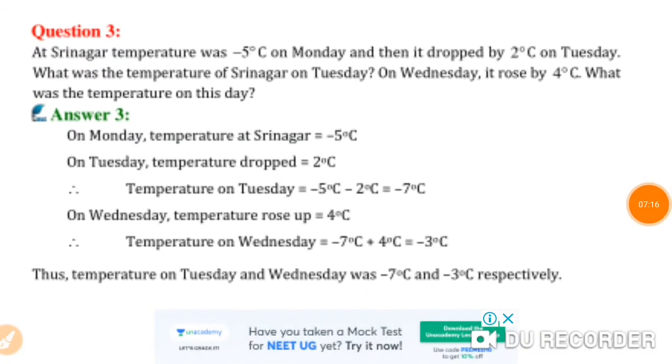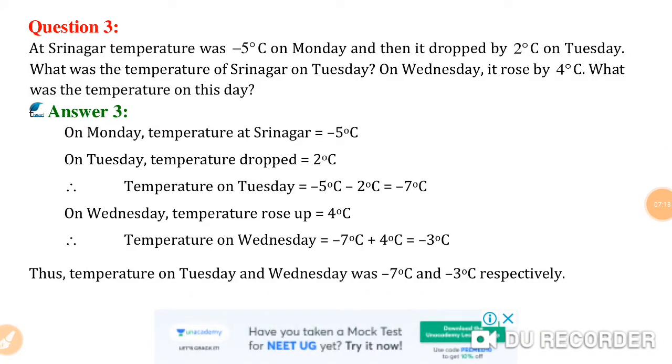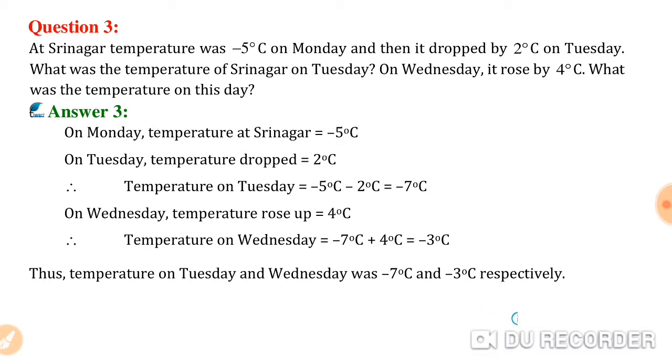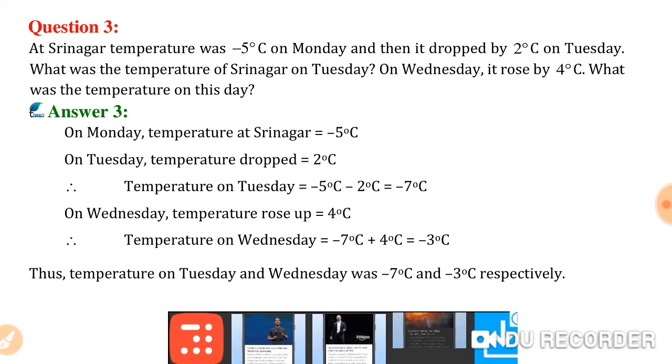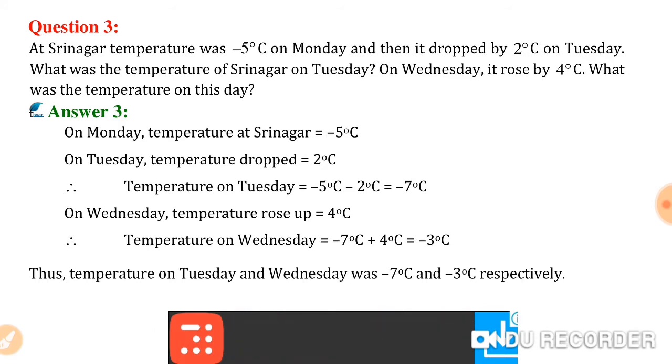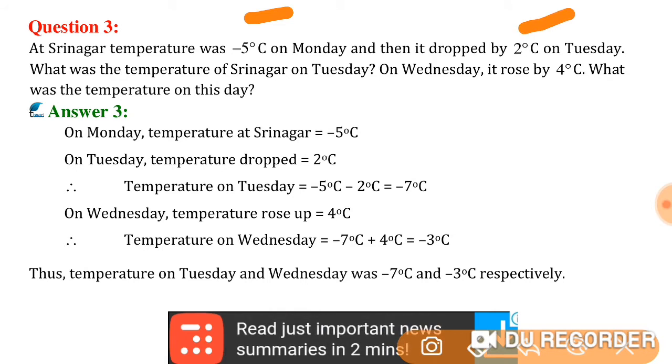Now go for the third question. At Srinagar, temperature was minus 5 degrees Celsius on Monday, and then it dropped. Dropped means it comes minus 2 degree compared to minus 5 on Tuesday. What was the temperature on Srinagar on Tuesday? On Wednesday, it rose by 4 degree, means rose means addition. What was the temperature on this day? So first we have to find what was the temperature on Srinagar on Tuesday. That means dropping means it is subtraction. We have to take the subtraction between the minus 5 and minus 2.